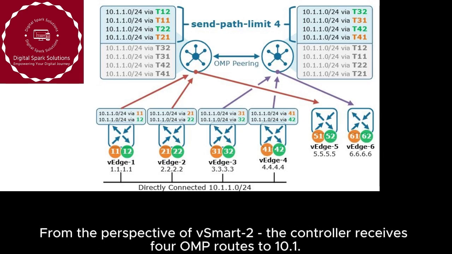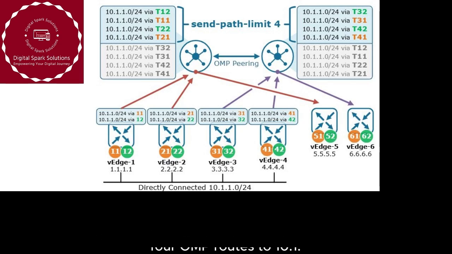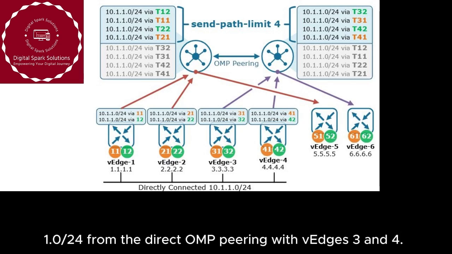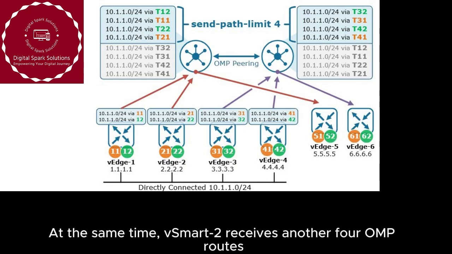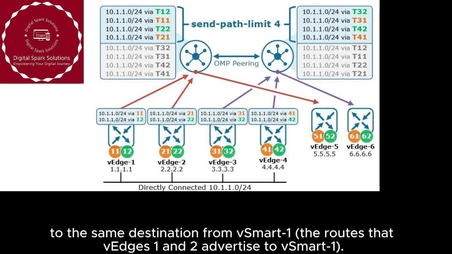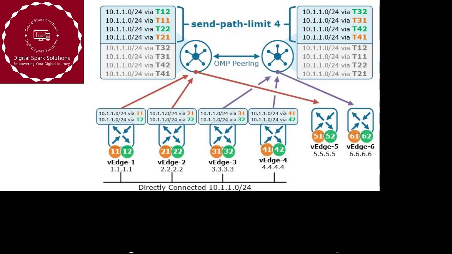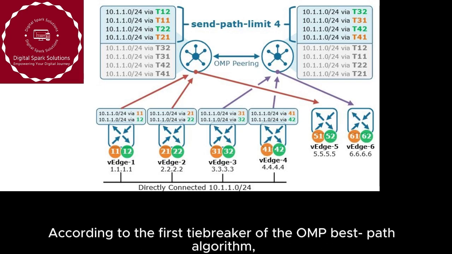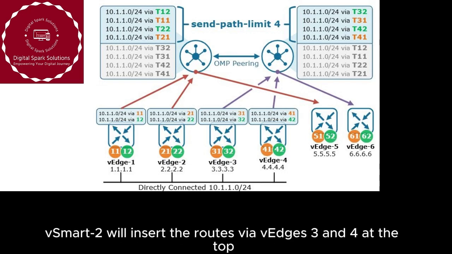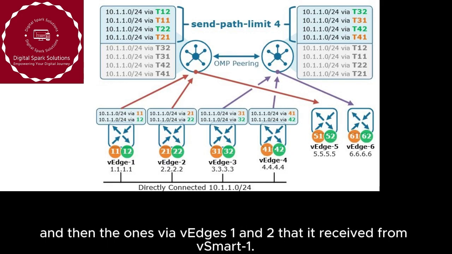From the perspective of vSmart 2, the controller receives four OMP routes to 10.1.1.0/24 from the direct OMP peering with vEdges 3 and 4. At the same time, vSmart 2 receives another four OMP routes to the same destination from vSmart 1, which are the routes that vEdges 1 and 2 advertise to vSmart 1. According to the first tiebreaker of the OMP best path algorithm, vSmart 2 will insert the routes via vEdges 3 and 4 at the top, and then the ones via vEdges 1 and 2 that it received from vSmart 1.